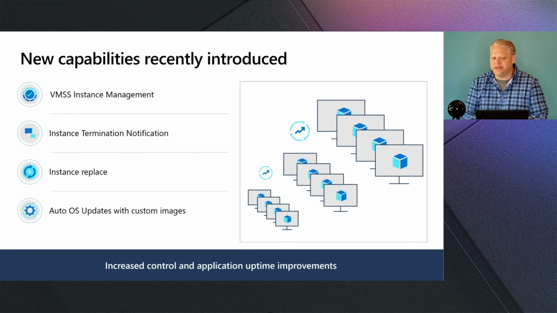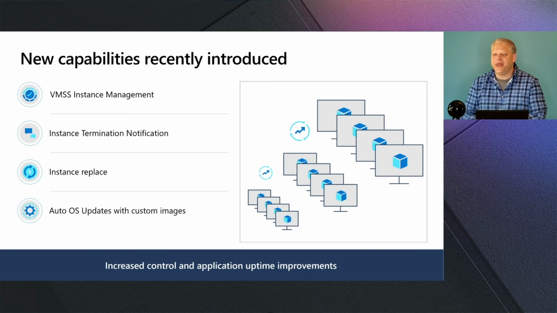Third is what we call instance replace. This is really nice functionality that allows you, using a load balancer probe or a direct health probe on the virtual machine, to monitor the health of the machine. Now, Azure always monitors the health of the hardware. So if a power supply fails or a disk fails, we're going to move the virtual machine to new hardware and let that run again.